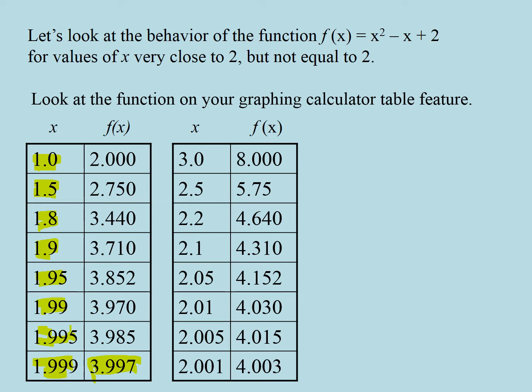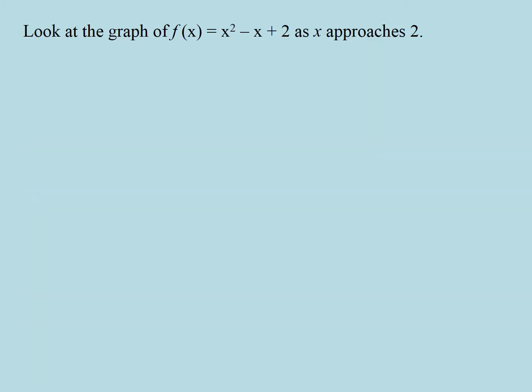And likewise, if we look from the right side of 2: 3, 2.5, 2.2, 2.1, and so on, what's happening with the corresponding y values? Well, they're approaching 4 also. And in the last couple of slides, we said in order for a limit to exist, we have to be approaching the same value from each side of that value we're looking for. So we could conclude that the limit of this function as x approaches 2 is 4.